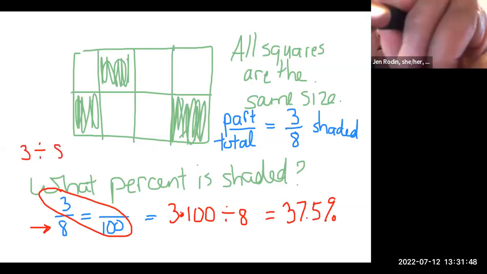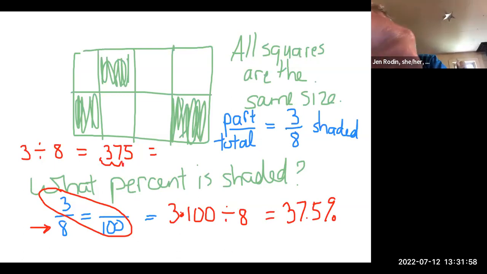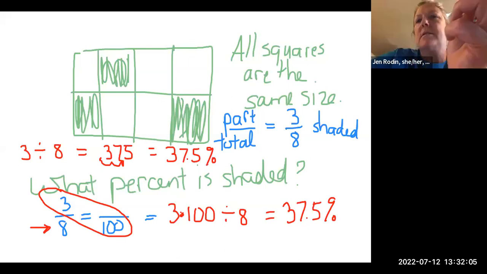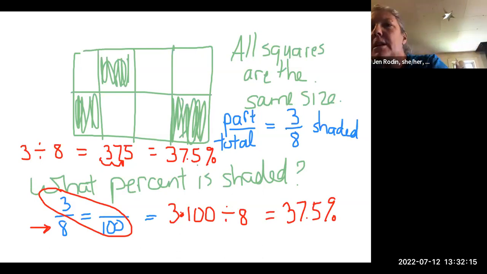Someone else, usually about half the class, does it that way because they learned it that way. Half the class takes the 3/8 and they get 0.375, and then they move the decimal to the right and put the percent sign on. See, it takes about the same amount of steps, and people are usually really comfortable with one way or the other. It's fine whichever way you want to do it. Any questions about that one?